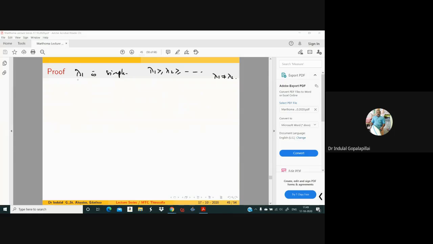Now, in the first part, we proved that lambda 1 has an eigenvector which is strictly positive. So let x = (x1, x2, ..., xn) be the strictly positive eigenvector corresponding to lambda 1. Therefore, xi > 0 for all i.